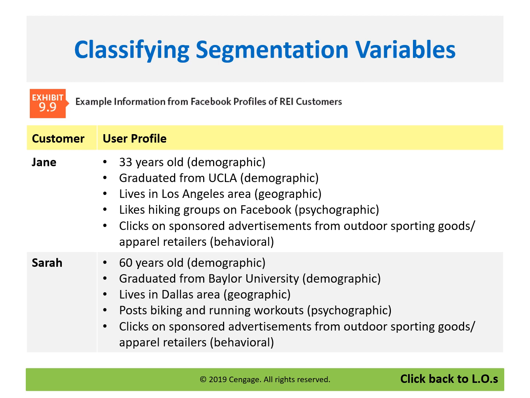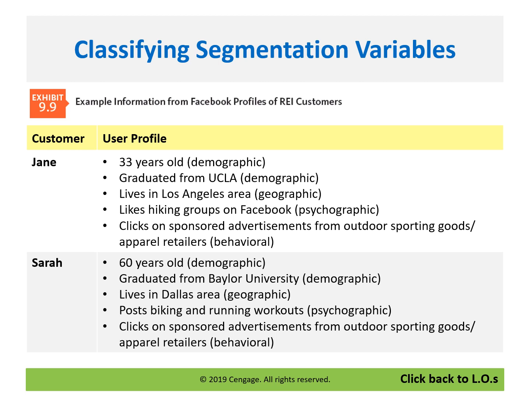Facebook could help identify specific profiles, such as, for example, Jane. The profile could be that Jane is a 33 years old demographic, graduated from UCLA, that's another demographic variable, lives in Los Angeles area, that is geographic, and likes hiking groups on Facebook. So that's an example of a psychographic segmentation. And Jane also clicks on sponsored advertisements from outdoor sporting goods, apparel retailers. So that refers to a behavioral segmentation.